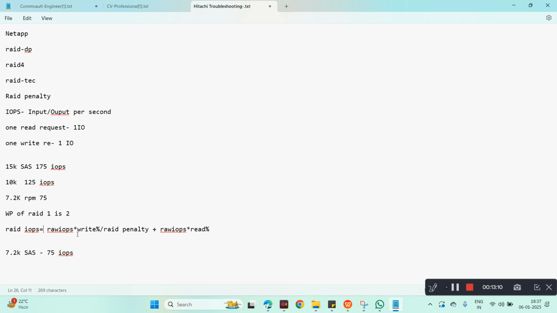So this is something we have to understand about the mechanical disk. This calculation I explained yesterday also. Normally they will ask about it during interviews, so you have to make sure you know about this.